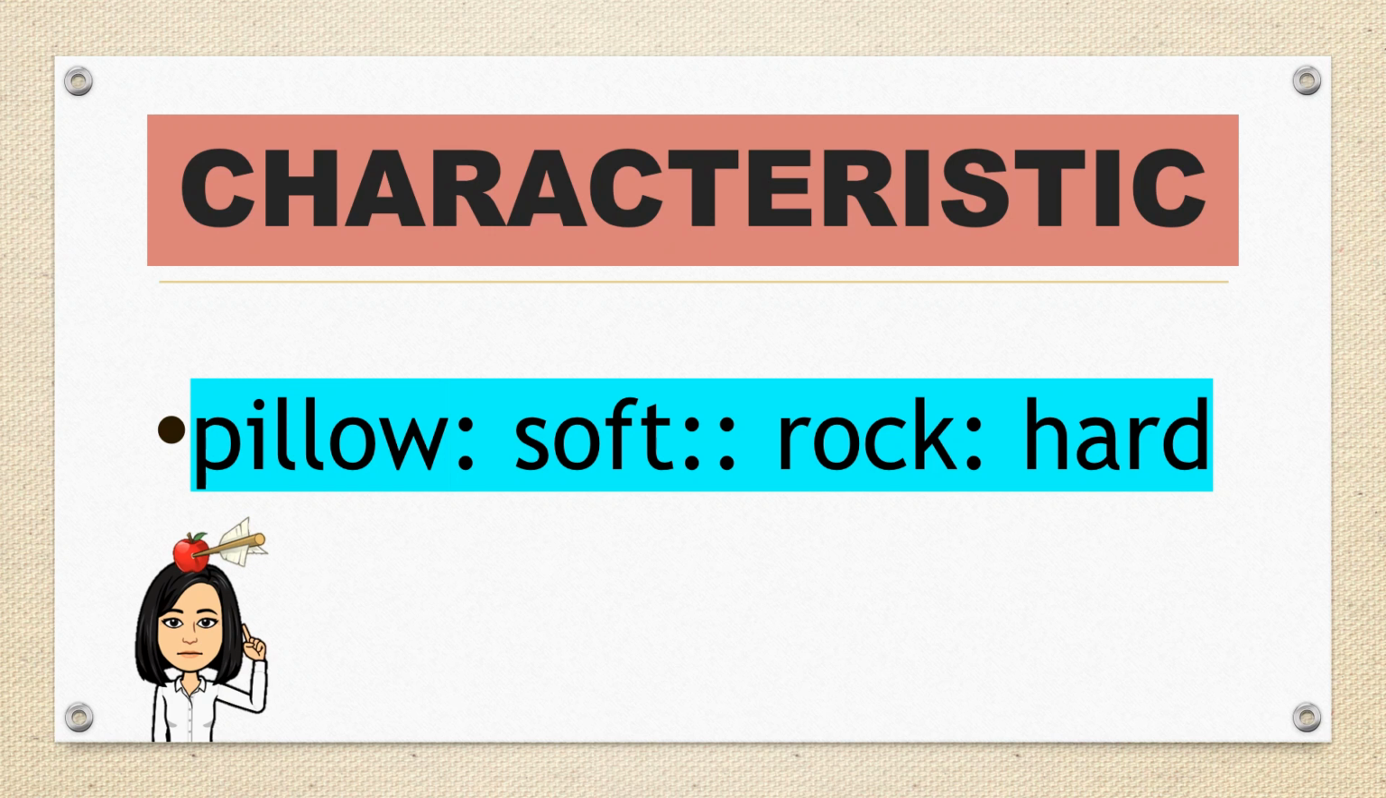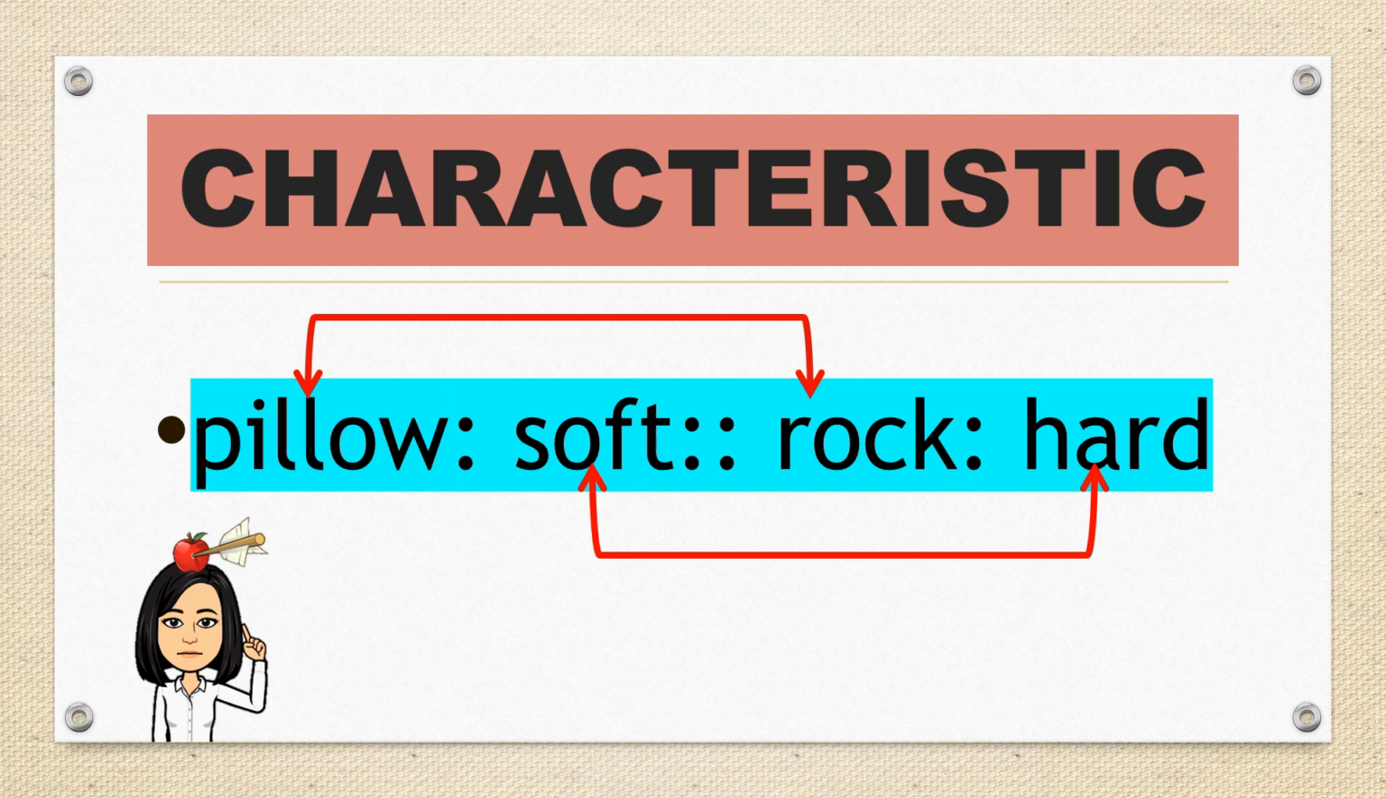Characteristic. The first words are the objects, and the second words describe or name their characteristic. Pillow is to soft as rock is to hard, meaning pillow is soft as rock is hard. Remember, we may also compare a person or a thing in this type of analogy.